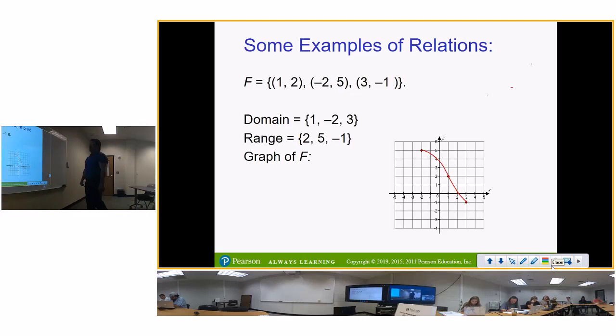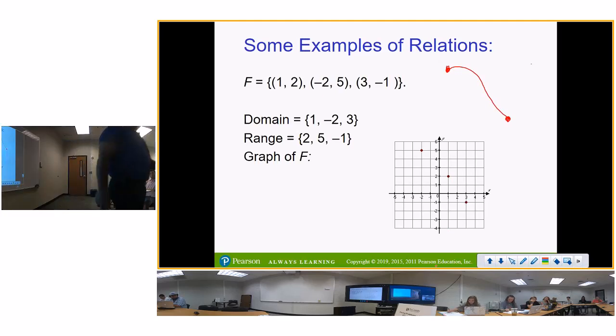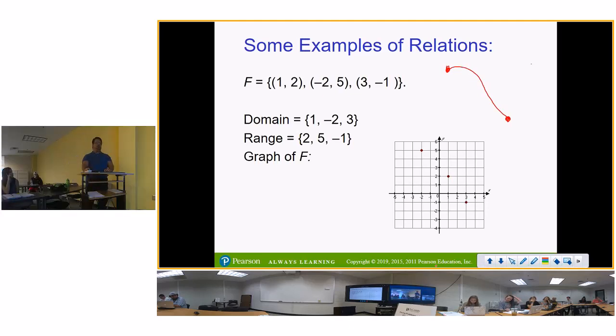Just remember, when you have dot, dot, dot, you need to list the domain in terms of dot, dot, dot. When it's a line, you can go from this point right here to this point and not have to do the dot, dot, dot. Okay? I just need to make sure y'all understand that because some people get it wrong on a test.